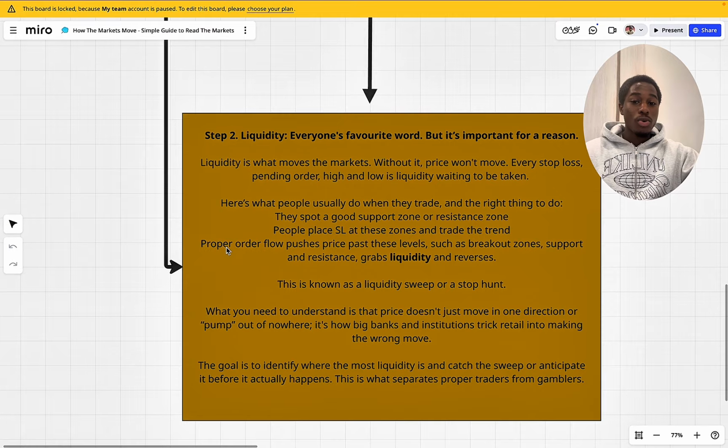Now, what proper order flow actually does is it pushes price past these levels, such as breakout zones, support and resistance, grabs liquidity, so it takes people's stop losses, and then price reverses. This is known as a liquidity sweep or a stop hunt. What you need to understand is price doesn't just move in one direction or pump out of nowhere. It's how big banks and institutions trick retail into making the wrong move.